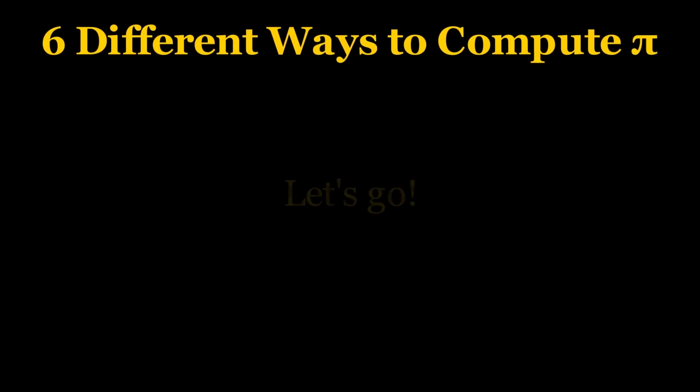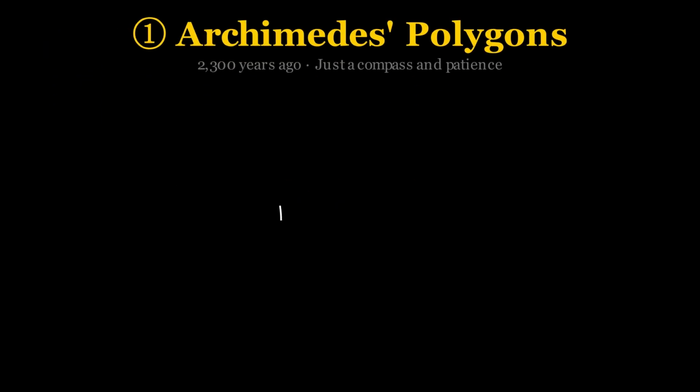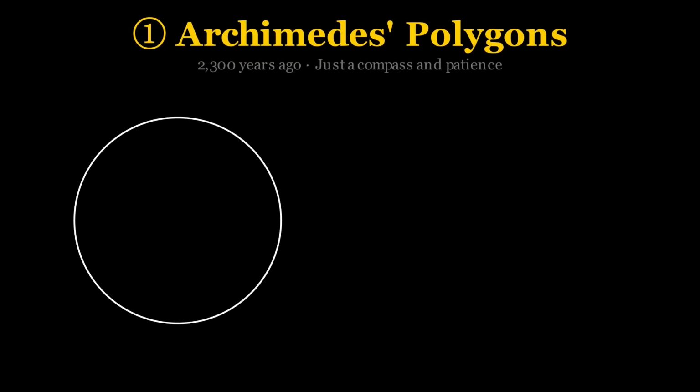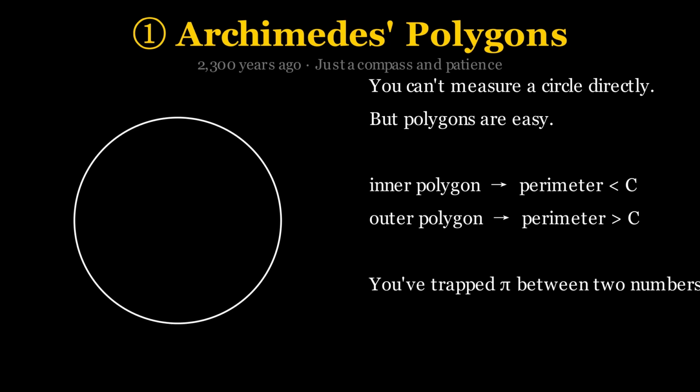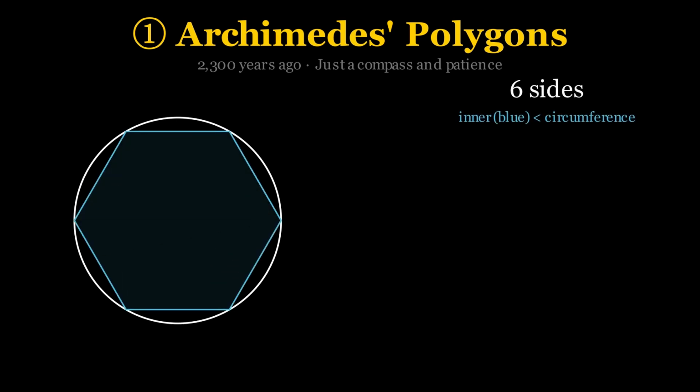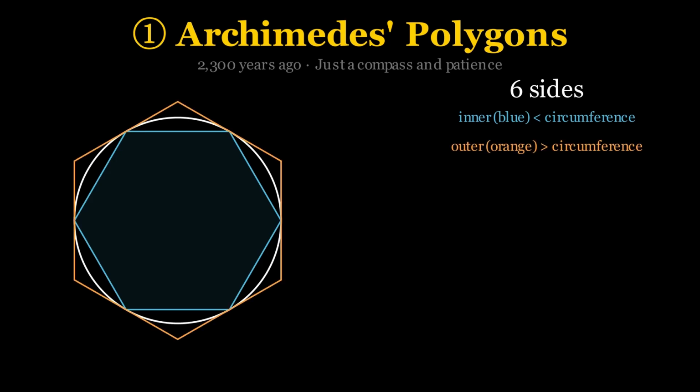Let's go. Number 1. Archimedes polygons, 2,300 years ago. No calculator, no decimals, just a compass and patience. Archimedes' idea: you can't measure a circle directly, but polygons are easy. Draw one inside the circle, its perimeter is a bit less than the circumference. Draw one outside, its perimeter is a bit more. You've trapped pi between 2 numbers.